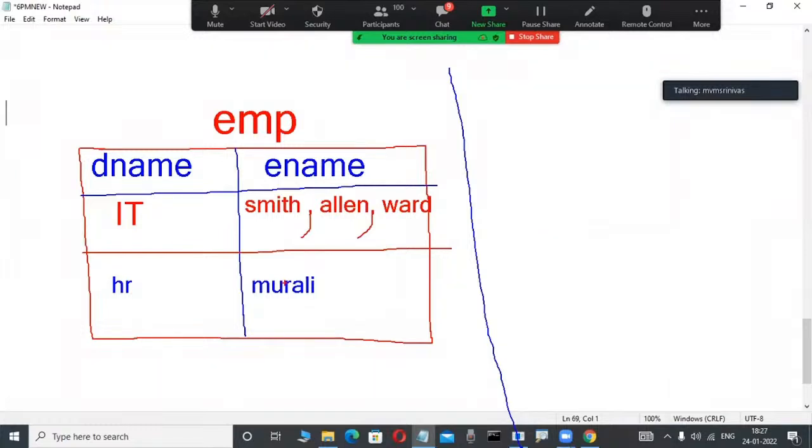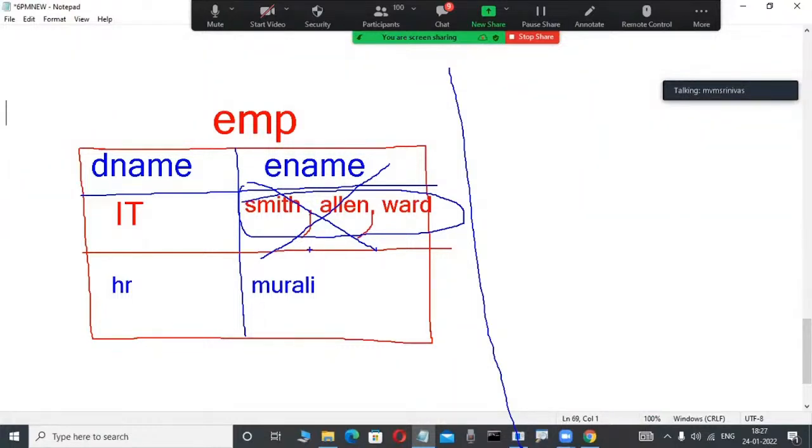Data in each column should be atomic. That is a rule. There are no multiple values separated with comma. For example, here is the problem. Smith, Allen, Ward are stored here, represented in the format of comma, comma, comma. It won't work. This cell is not working, because now multiple data is represented in each cell. So only a single value is allowed. That is a rule on the relational data model product side.